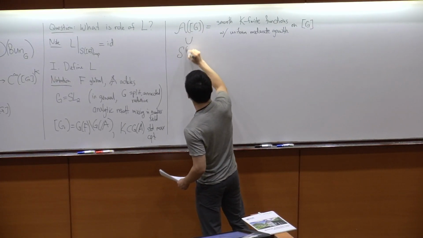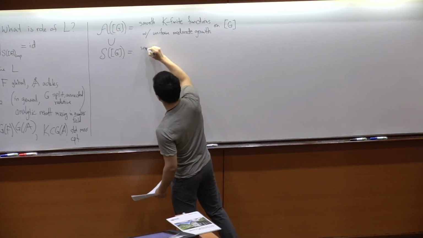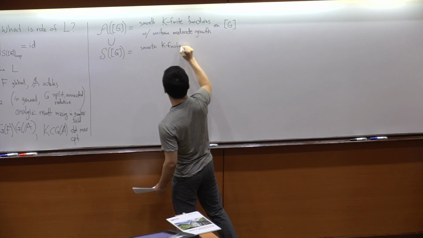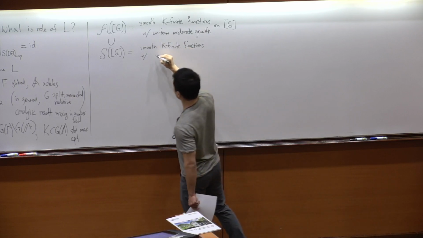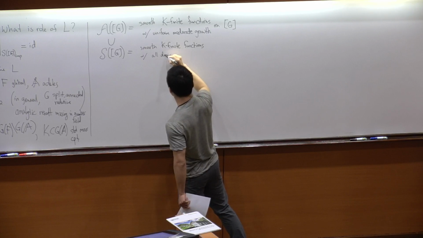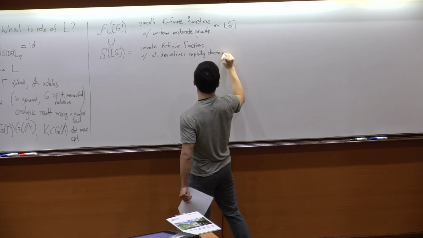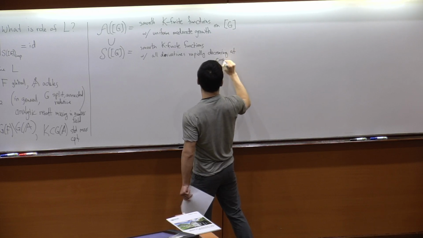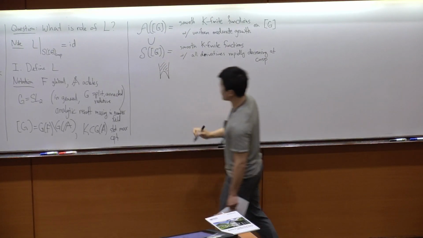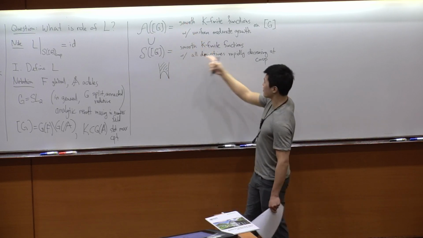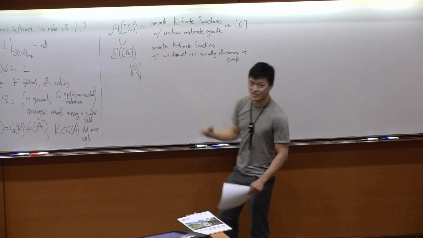And inside here, we have the Schwartz space. This will be smooth K-finite functions with all derivatives rapidly decreasing, at the cusp. In the usual picture, there's only one direction, and you want your function so that when you take all derivatives, it's rapidly decreasing as y goes to infinity.